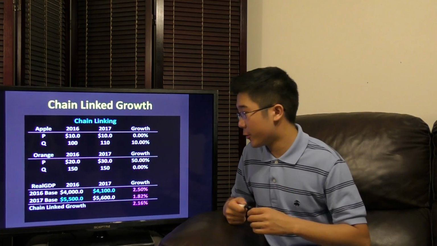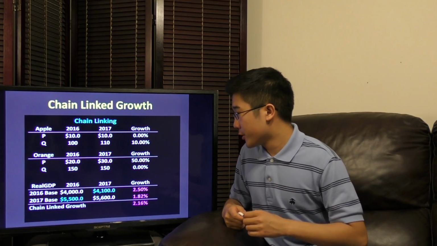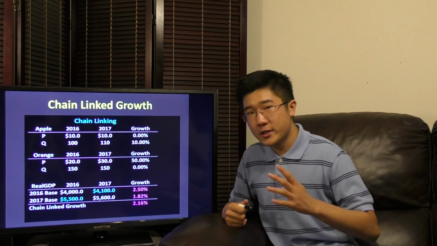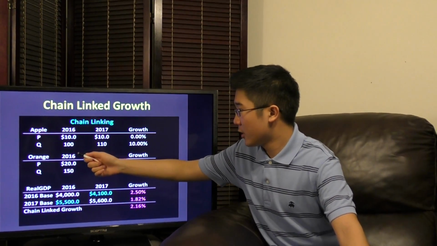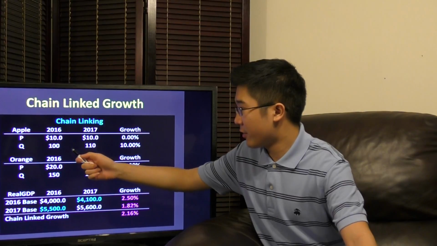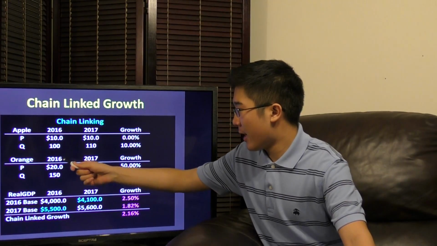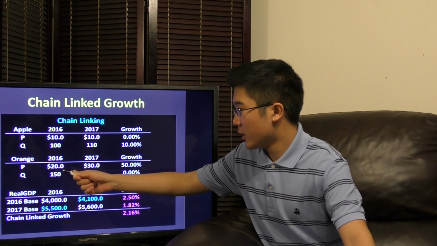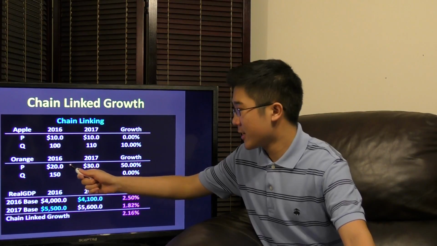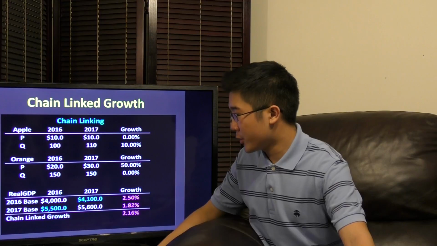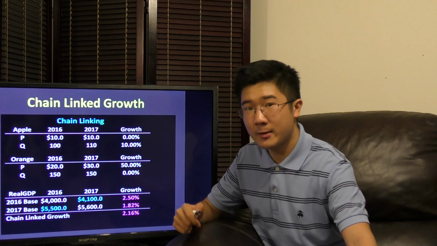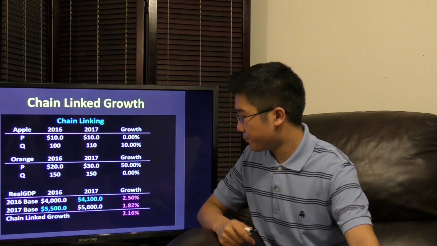This is all theoretical. Now, if we're going to use 2016 as a base year, of course, with 2016 prices, we have apples equals 10 times 100 quantity, equals $1,000 in apples sold, and then oranges is $20 in 2016 prices times 150 in 2016 quantity, which is 3,000. So our 2016 GDP with our 2016 base year is 4,000.